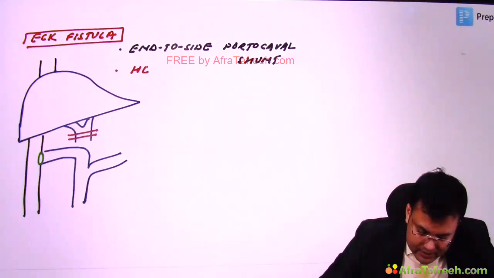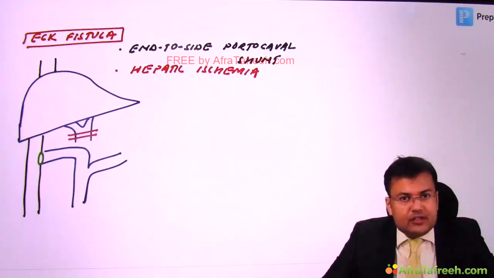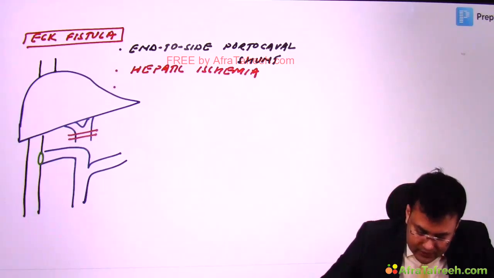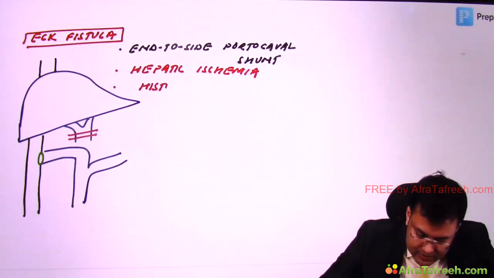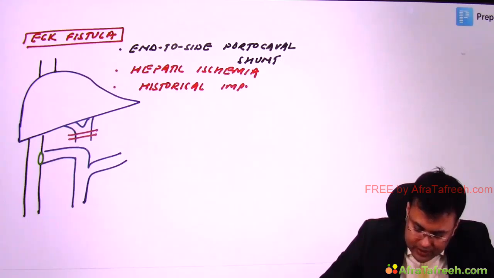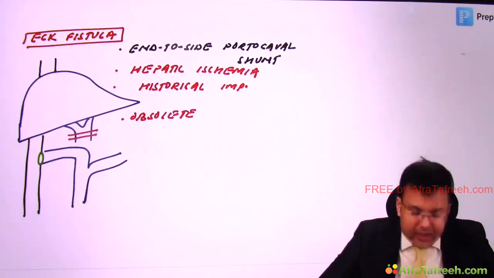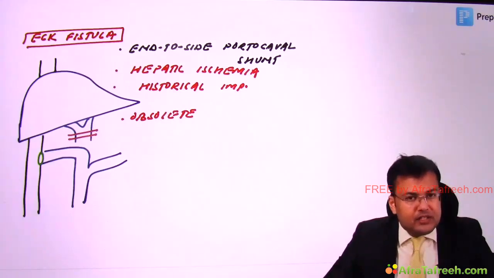So in this patient, there is increased risk of hepatic ischemia. Because of this complication, this shunt is of historical importance only, not used nowadays. It's obsolete. Why? Because of complications. Okay, so this is Eck fistula. How to remember? This is end to side portocaval shunt.